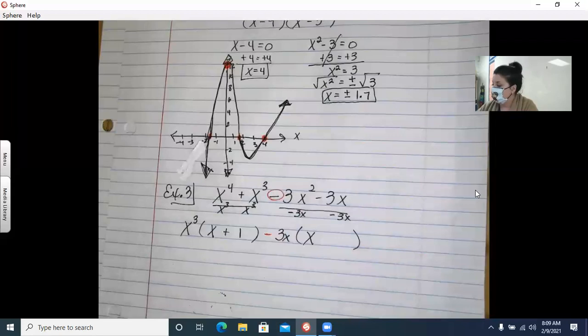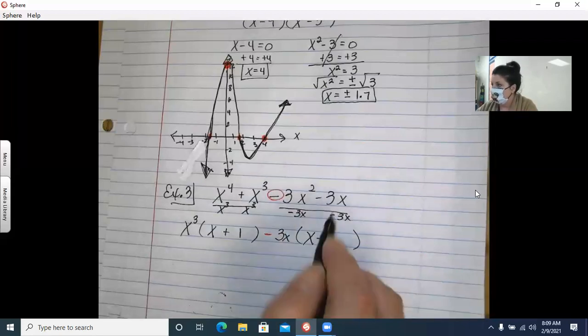Next term, what's a negative divided by negative? Positive. What's 3 divided by 3? What's x divided by x? So positive 1 times 1 is just positive 1.